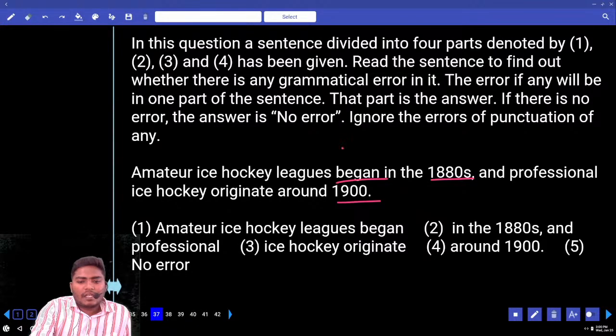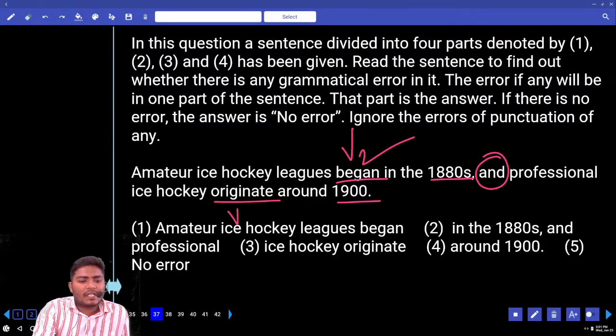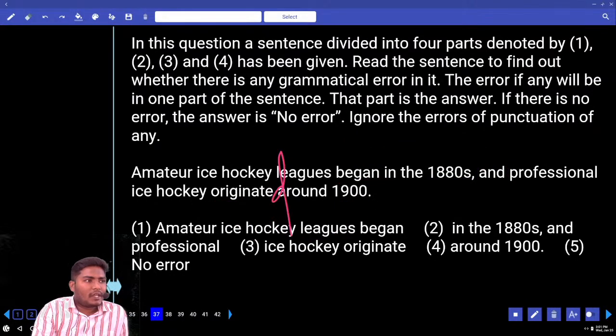See, if we can see here in the first sentence, we already have a simple past indicator. And coming to the second one, another clause, professional ice hockey originate. Originate is what here? V1. Can we use originate plus 1900? Not possible. So what can we use here? Originated.